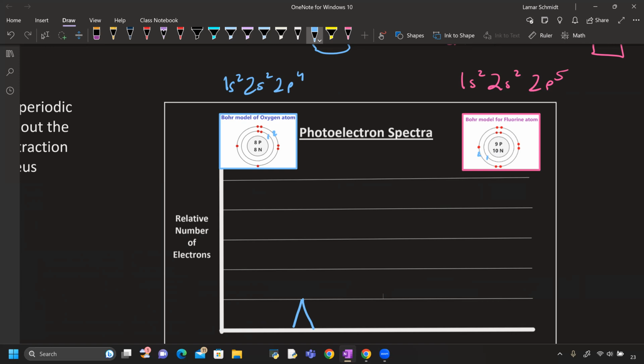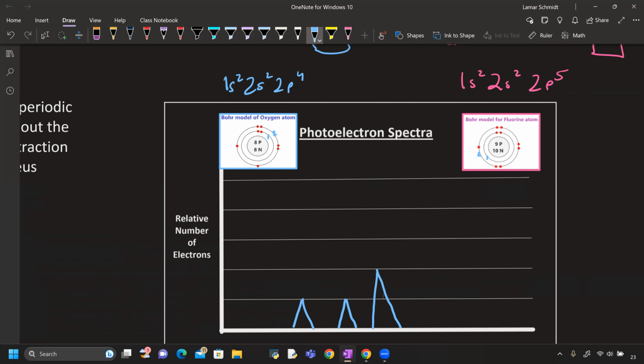Then we're going to show our 2s peak, and it's going to have less binding energy. Why? Because the second energy level is further away from the nucleus, so those electrons are further away from the attraction of the nucleus. And then we're going to have 2p4, maybe right here. Notice that the peak height got a little bit higher. Why? Because there are more electrons.